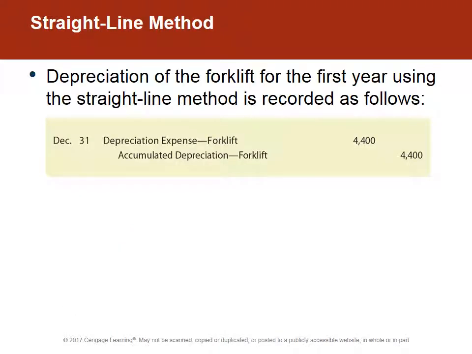Depreciation expense, $4,400. Accumulated depreciation, $4,400. Debits equal credits. And this is to record depreciation for the first year. And every year will be the same, unless you have a partial year, which might happen if you possibly sell or dispose of this asset. We will talk about that in Part 3 of 3.